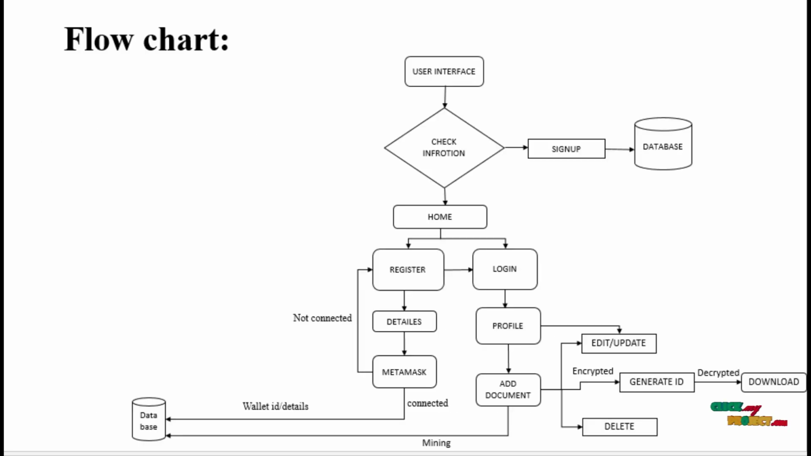The flow of the diagram: the user interface is the client side, which checks the information on the sign-up page to store the data in the database. From the home page, there are register and login options. The register page has fields for details such as name, phone number, email ID, and password. Then connect the MetaMask ID; if it is not installed, register first on the login page. They connect to MetaMask to store in the database and access the profile pages.